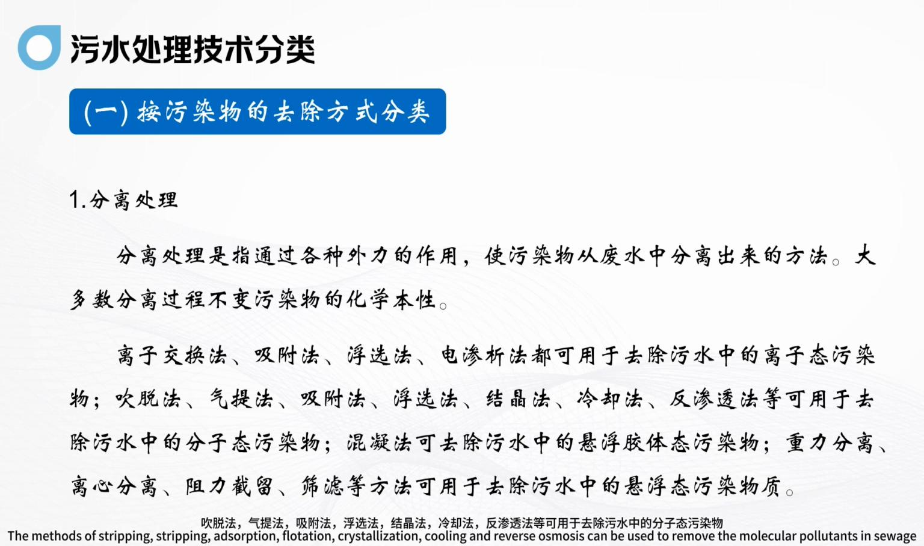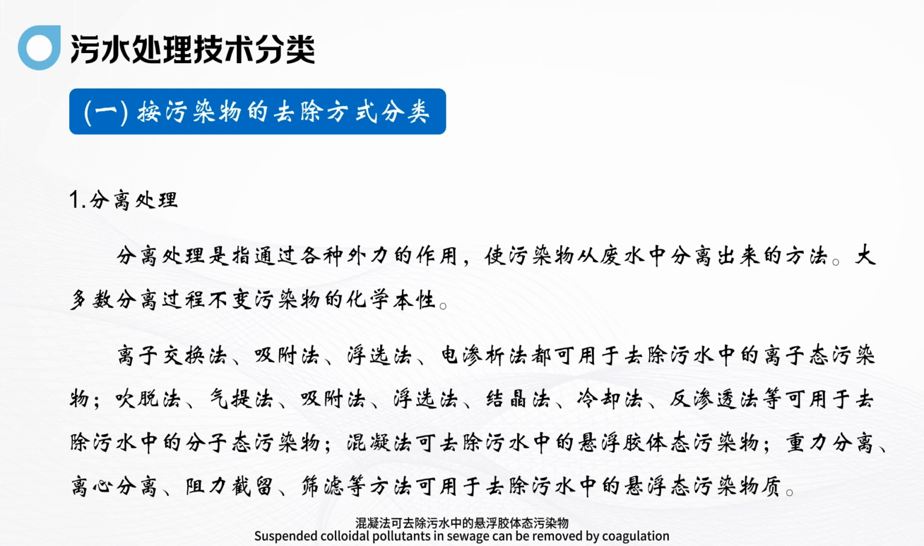The methods of stripping, adsorption, flotation, crystallization, cooling and reverse osmosis can be used to remove the molecular pollutants in sewage. Suspended colloidal pollutants in sewage can be removed by coagulation, gravity separation, centrifugal separation, resistance interception, sieve filtration and other methods. It can be used to remove suspended pollutants in sewage.